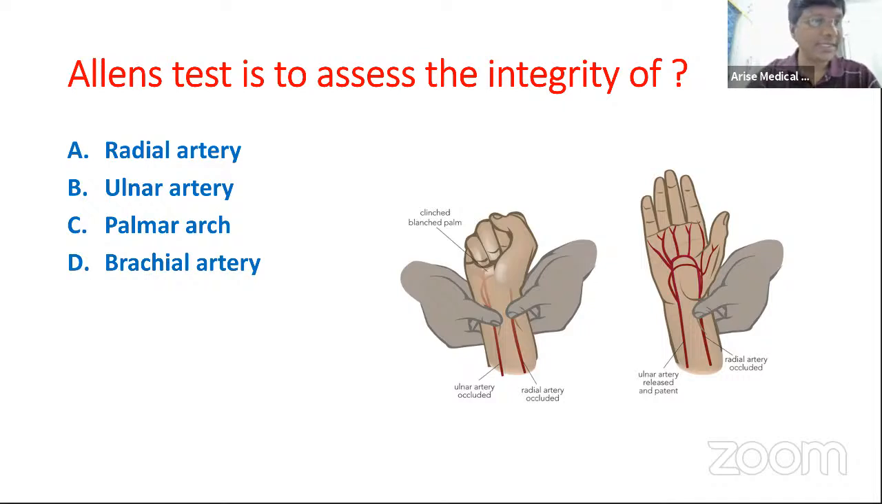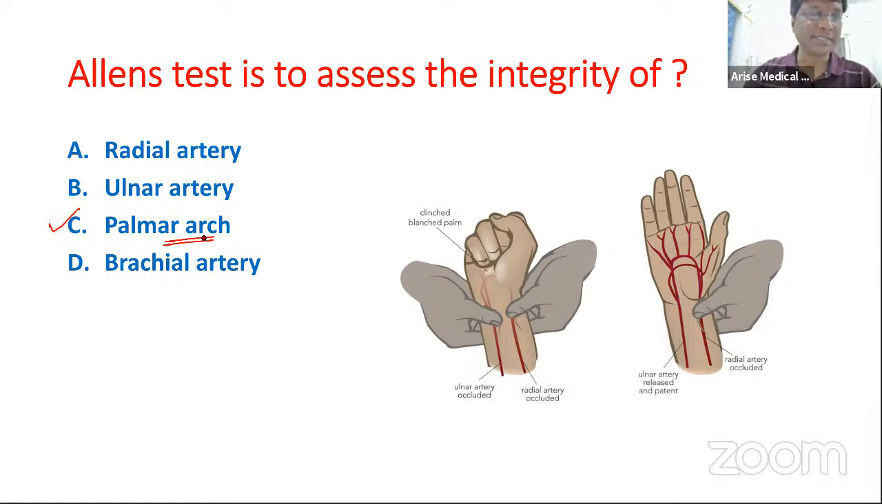Right. So I did not get the correct answer from any one of you. Allen's test is used to assess the integrity of the palmar arch. Only one person has answered. The answer is the palmar arch. So Allen's test is used to assess the integrity of the palmar arch.